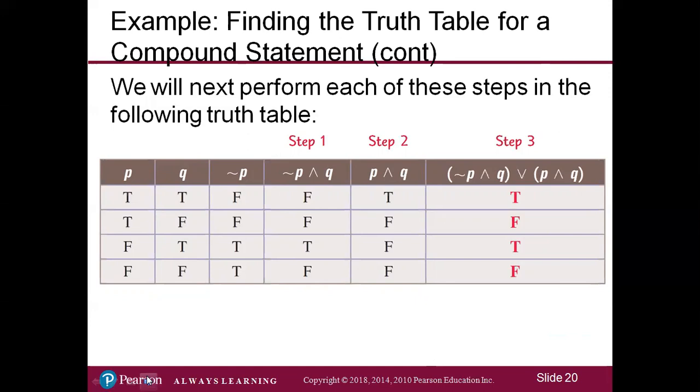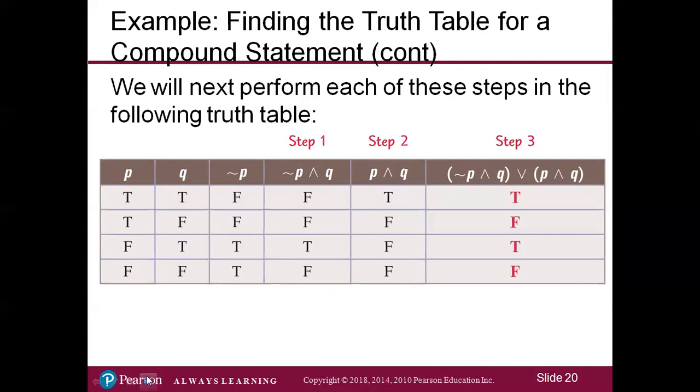Step 2 is to look at the right-hand side, P and Q. If you focus on the P column and the Q column, we have true in both components in line 1 only.